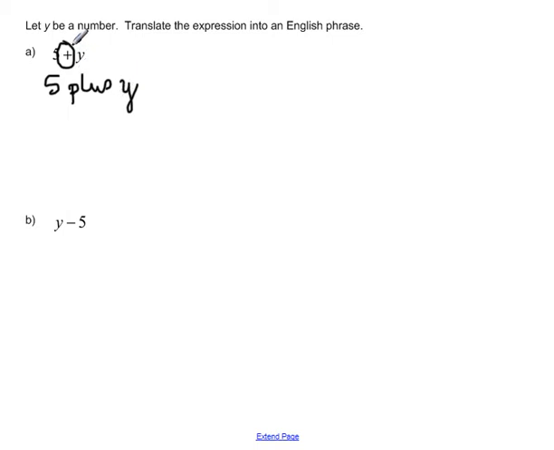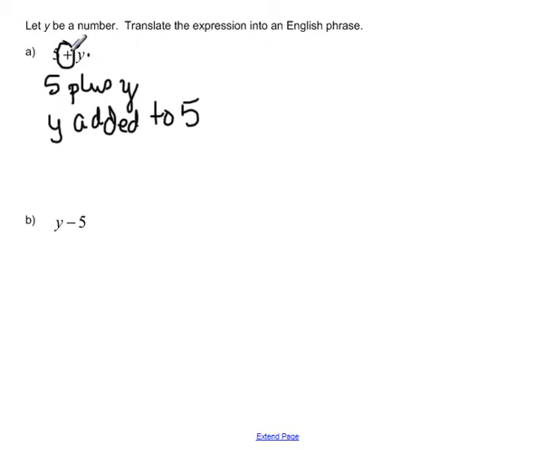Well, we know that there's addition going on here. So we could say, instead of plus, we could say added to. Now, if I say added to, it's really the y that's being added to the 5. The 5 came first, and then what did I do to the 5? I added y to it. So we could say y added to 5. Notice that the order changes a little bit, but when I say y added to 5, that means we start with the 5, and then y is added to that.